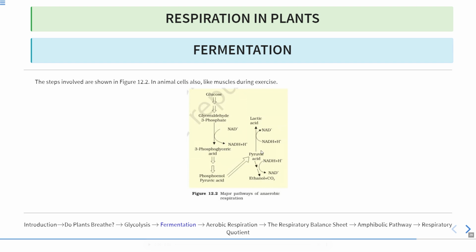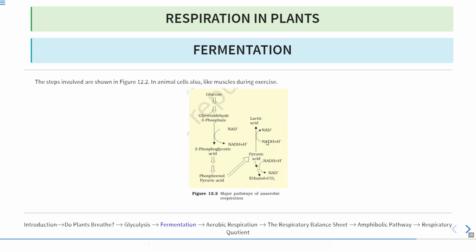Now, this is occurring in yeast cells, fungi. Pyruvic acid is converted to ethanol and carbon dioxide by the use of NADH2 molecules. Whereas in the case of bacteria, you can see here the pyruvic acid is converted to lactic acid. Again, the expense is NADH2, right?